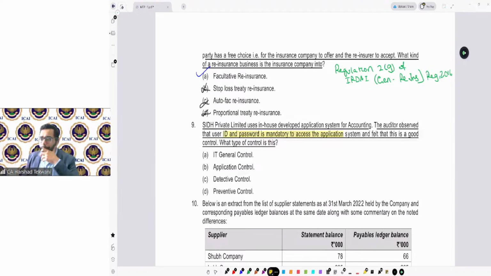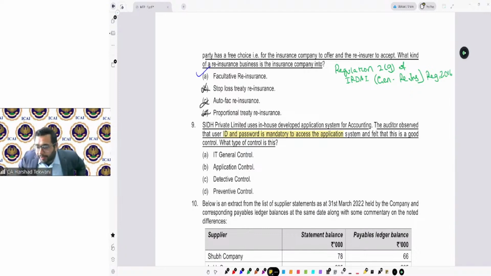Come on, guys. Why this control? Okay. Good, Sumit. Okay.